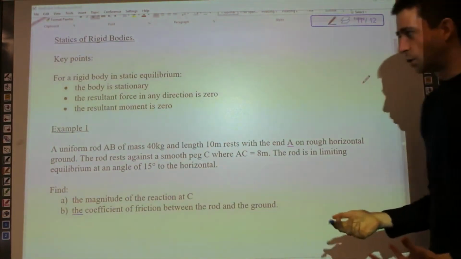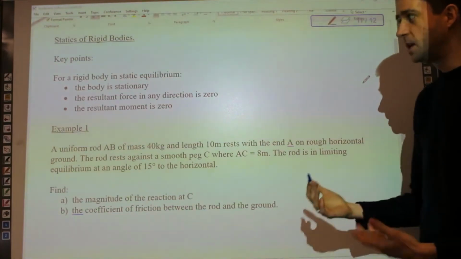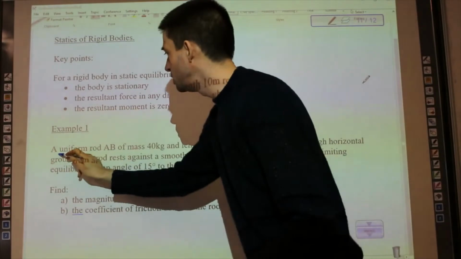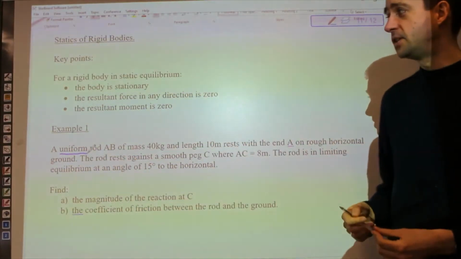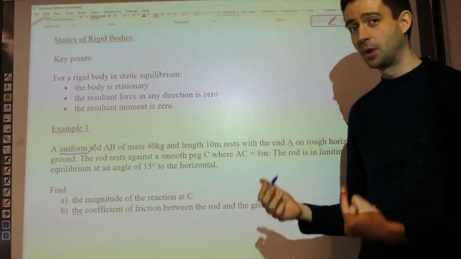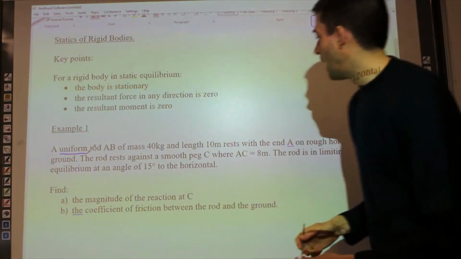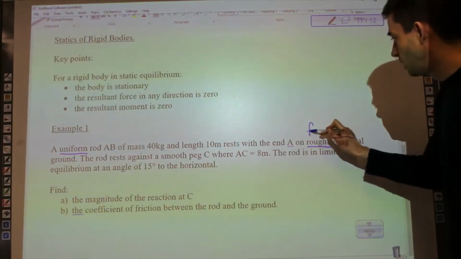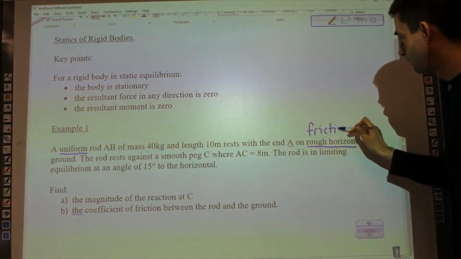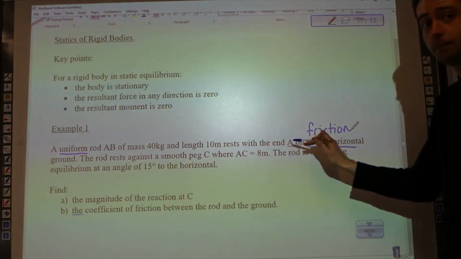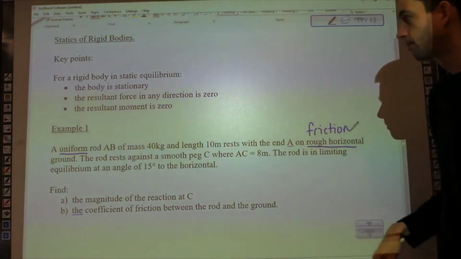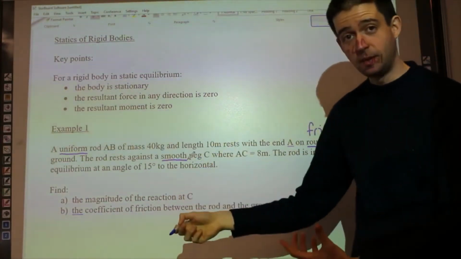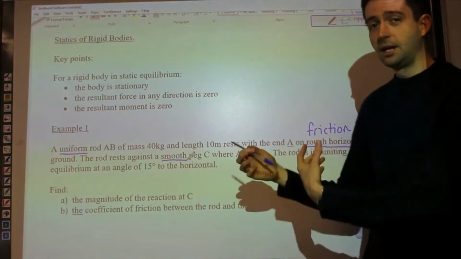We'll just begin by talking about some of the language that's being used and some of the assumptions that we make as a result of that language. The rod is uniform, and what that means is that the weight is going to act at the centre of the rod. We have rough horizontal ground, which means there's going to be friction at the point A between the rod and the ground. We have a smooth peg C, which means there isn't going to be any friction between the rod and the peg at C.